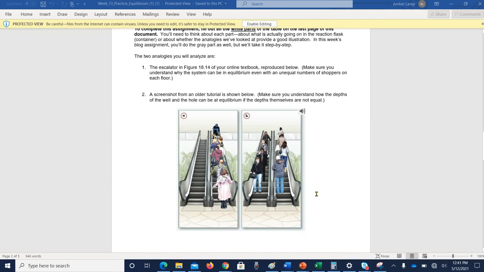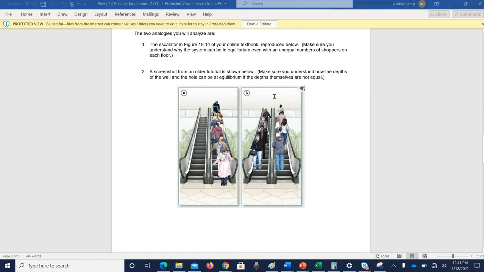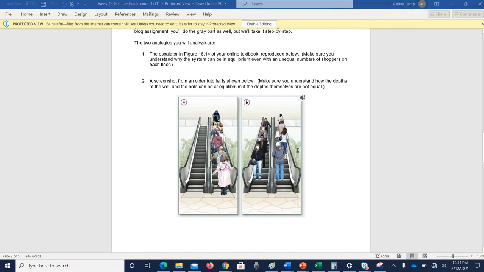Equal rates of forward and backward. If we have an equal rate of people going up as we have going down, that could very much be possible. We know that we could have constancy of properties if we have equal rates of people going up and going down. And then we know this is also a dynamic process because people are still moving. So that's an example of how to look at this and use what we've learned when it comes to those terms in order to help you with analogies.